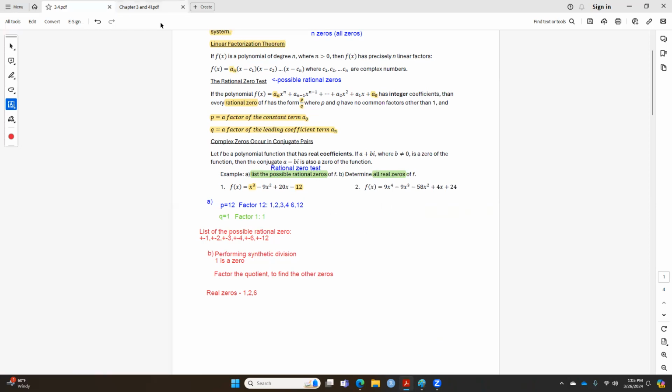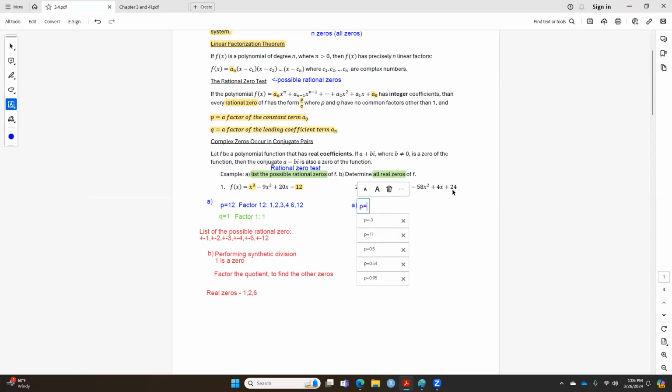This is where Caitlin asked me about what happens if your factor in Q has more than one factor. So this is what question 2 looks like. Again, in question A, we are listing the possible rational zeros. In order to list this, you have to figure out what your P and Q are. Sometimes I call listing the possible rational zeros P over Q.